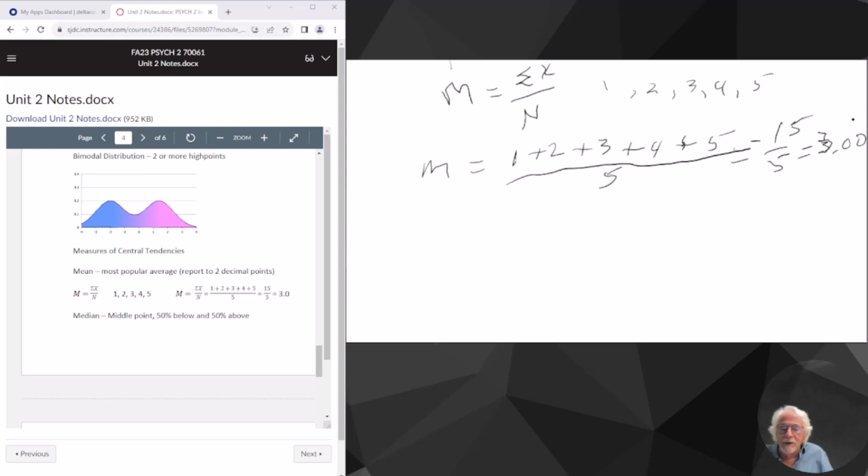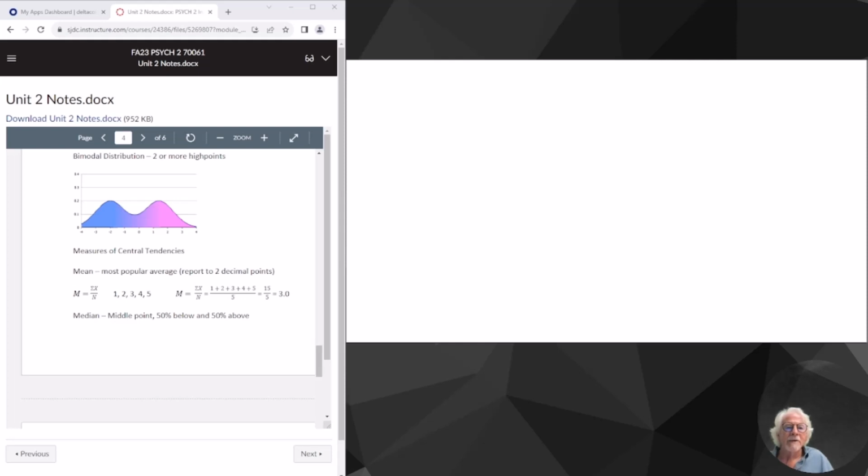And I do the 3.00, because what I'm going to tell you is I want all your answers to include 2 decimal points. In almost all your practice throughout this class, your answers and your numbers should include 2 decimal points. All right? And that's how we do the means. Obviously, that's a very simple example, but it's the example that we have. So that's the mean.